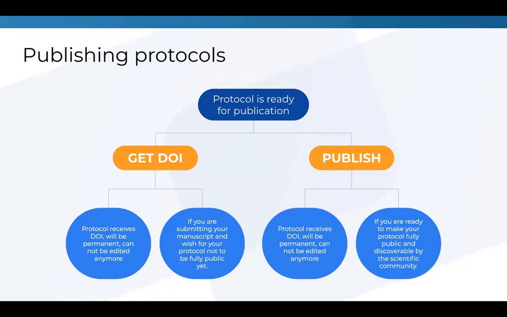And then the other option is called Publish. This option is really if you're ready to make the protocol fully public. You can click this and you get a DOI, and then the protocol will be fully discoverable on Protocols.io. So if somebody tries to search for it, they will be able to find it. So just keep that in mind if you're ready to publish a protocol.